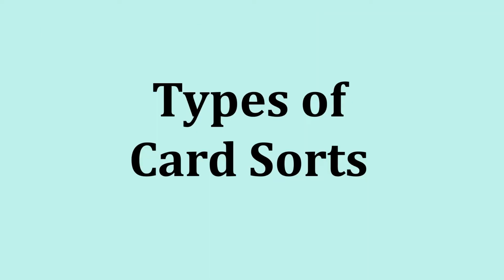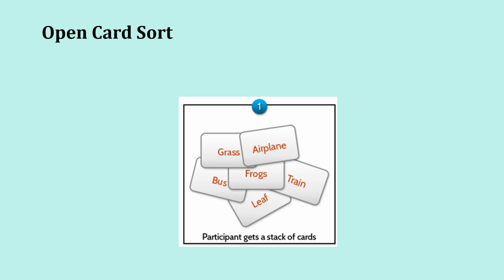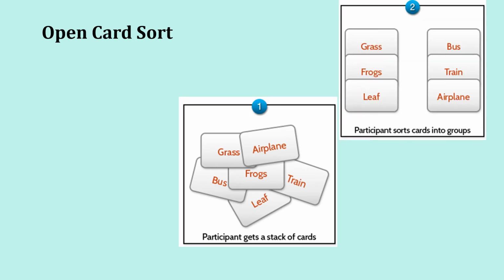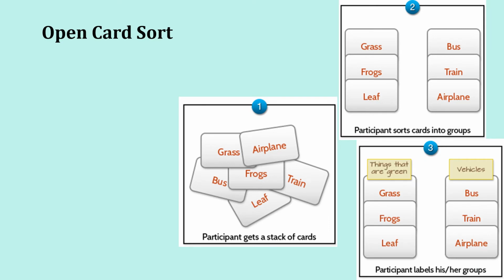Types of card sorts. Open card sort. An open card sort is suitable for exploratory research. Participants can create as many categories as they want for the content items, and they can label the categories in any way they want.